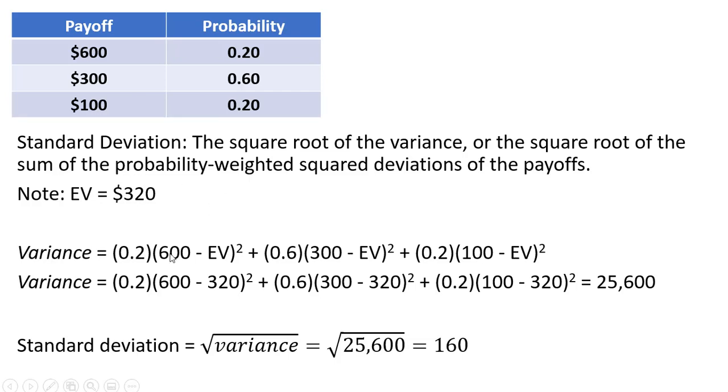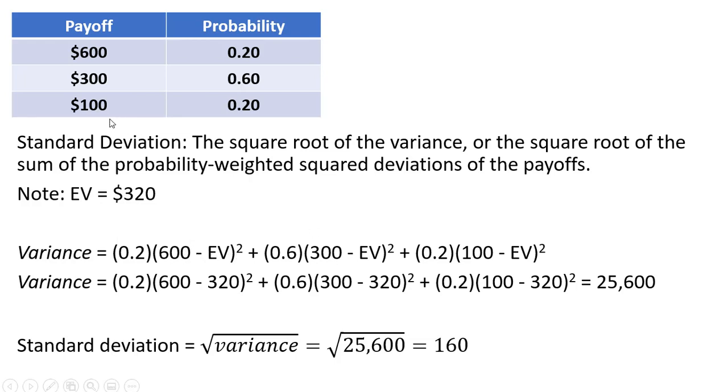So it's probability weighted. So we're going to use these probabilities here, 0.2, 0.6, and 0.2. And it says we're summing these weighted square deviations. So in the parentheses here, the 600 minus the expected value, that is what is being referred to as the deviation from the expected value. So how far does 600 deviate from the expected value of 320? So we're going to calculate that, and then we're going to square it.